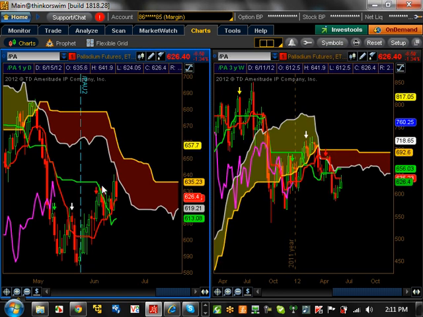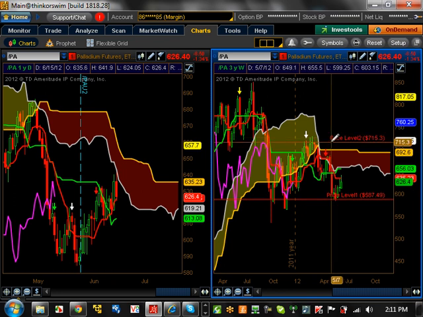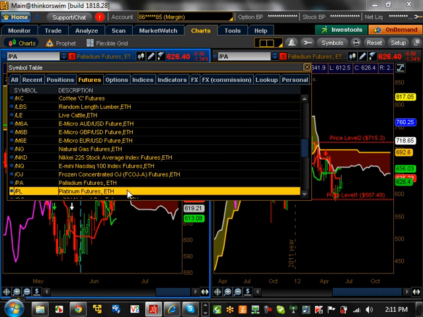Palladium, nothing really going on. It's just sitting there ranging, believe it or not, between this level here and this level here. So those are the two levels. It's basically ranging, but nothing really going on until it breaks those two levels.